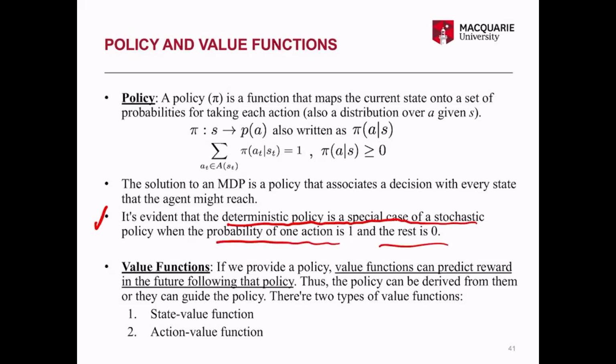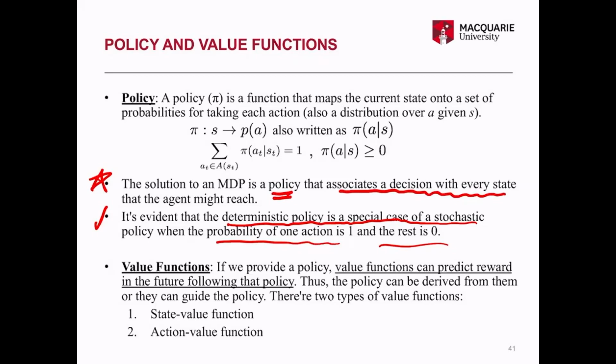And so the solution, this is the most important thing, the holy grail of reinforcement learning. The solution to an MDP is a policy. This is what we're trying to find, that associates a decision with every state that the agent might reach. So an optimal policy is something that we strive for.